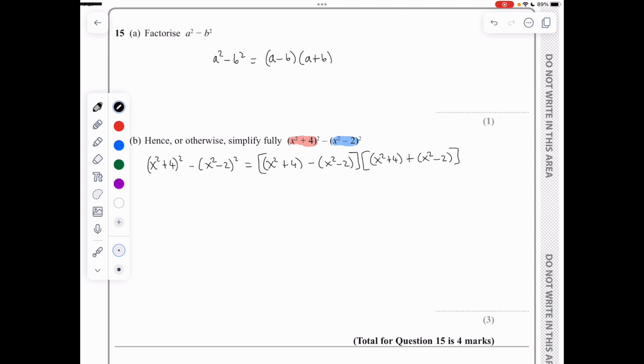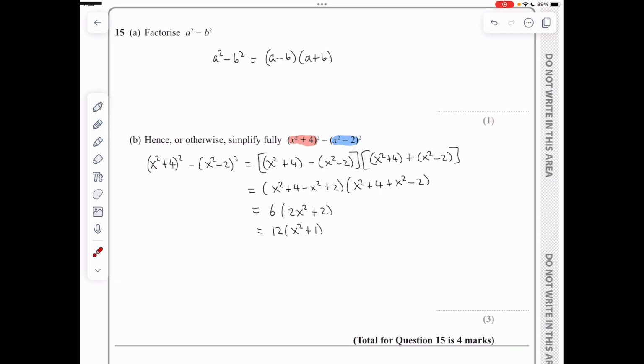So I'm mimicking exactly the idea here. I will simplify this. In the first set of brackets, I've got x squared plus 4 minus x squared plus 2. And in the second set of brackets, I've got x squared plus 4 plus x squared minus 2. This simplifies to give me 6 brackets 2x squared plus 2. I can factor out the 2, and this is 12 brackets x squared plus 1. Now alternatively, I could have expanded this expression here, so I completely ignore the hence.